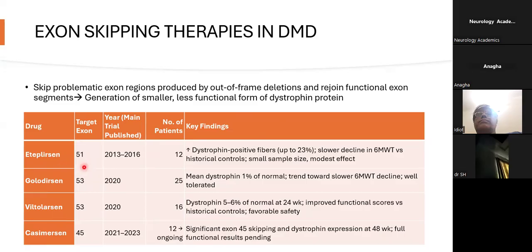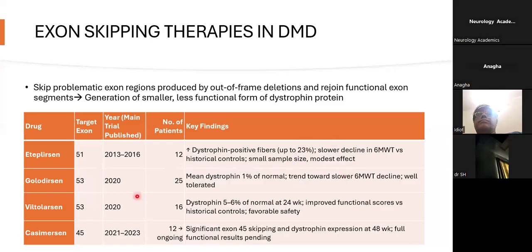First is eteplirsen. The main trial was published in 2016 and approved for use in 2016. This is targeting the exon 51. The trial studied around 12 patients and resulted in increased dystrophin positive fibers and a slower decline in 6-minute walking test versus historical controls. However, there was only a smaller sample size with modest effect.